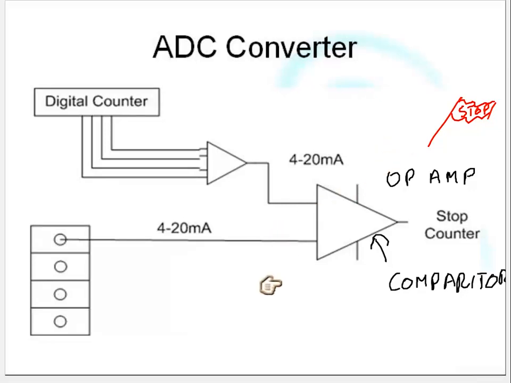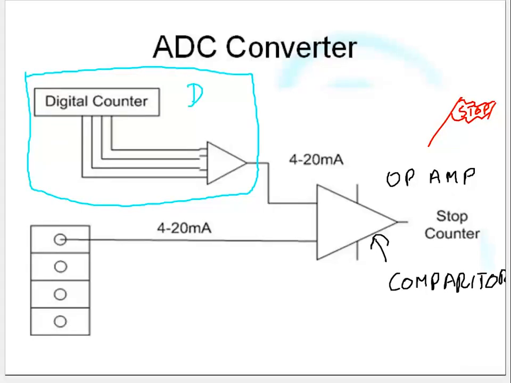So what we do here with an ADC is the first thing we do is we get a DAC. This part of it here, that's actually a DAC, a digital to analog converter.